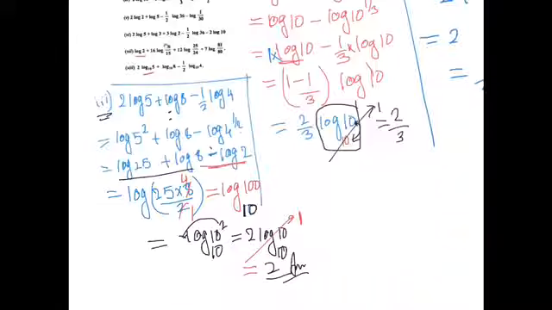Okay. Here you see, this is what is left. What is left out here? Log 25 into 4 within bracket. So 25 fours are 100.